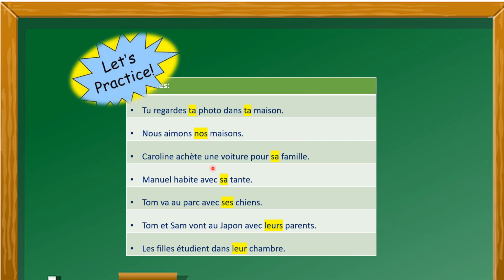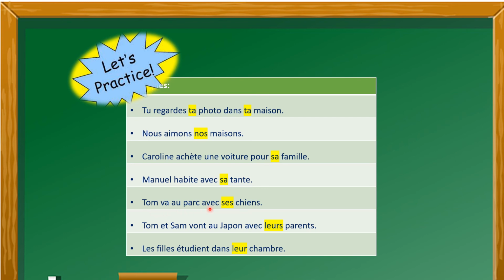Caroline achète une voiture pour sa famille. Caroline purchased a car for her family. Family word is feminine. That's why we are using sa here. Manuel habite avec sa tante. Tante, auntie, is a feminine word. That's why we are using sa here. Manuel lives with his auntie in the English translation, but in French we have to use it according to the tante.